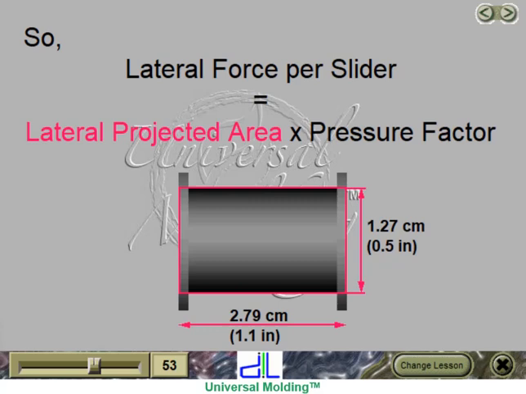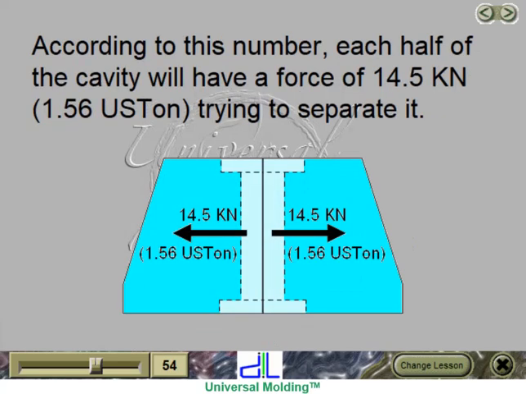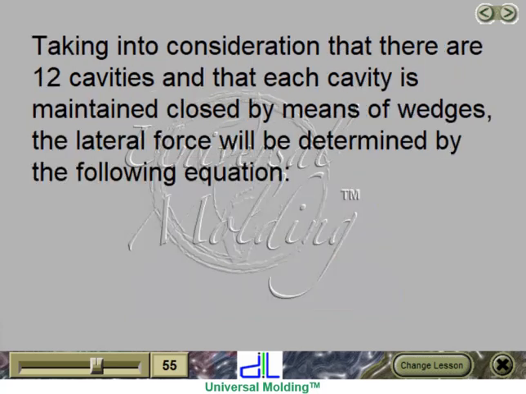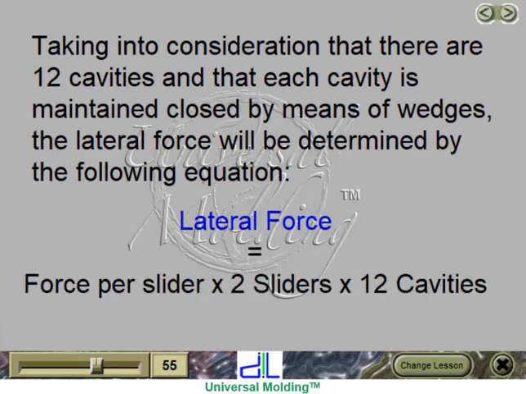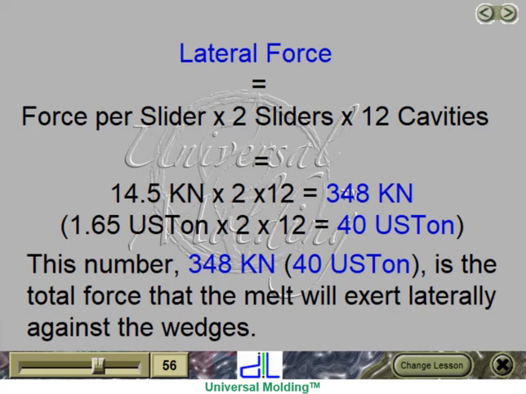So the lateral force per slider equals the lateral projected area times the pressure factor, which equals 14.5 kilonewtons per slider, or 1.65 U.S. tons per slider. According to this number, each half of the cavity will have a force of 14.5 kilonewtons, or 1.56 U.S. tons, trying to separate it. Taking into consideration that there are 12 cavities and that each cavity is maintained closed by means of wedges, the lateral force will be determined by the following equation. Lateral force equals force per slider times 2 sliders times 12 cavities, which equals 348 kilonewtons, or 40 U.S. tons. This number, 348 kilonewtons, is the total force that the melt will exert laterally against the wedges.